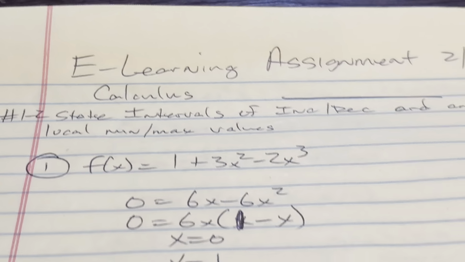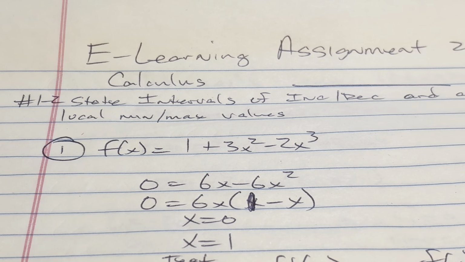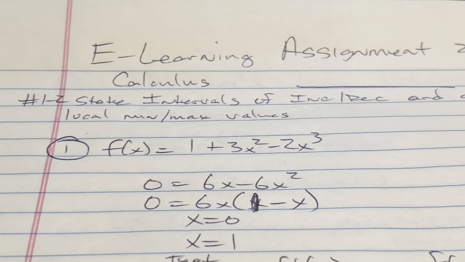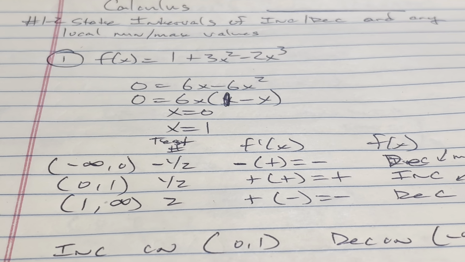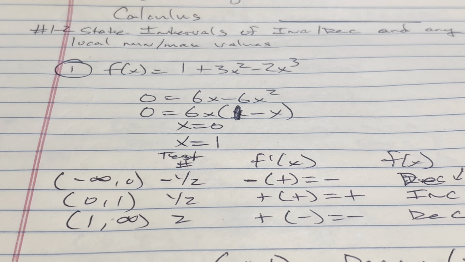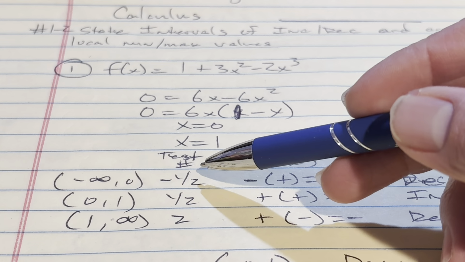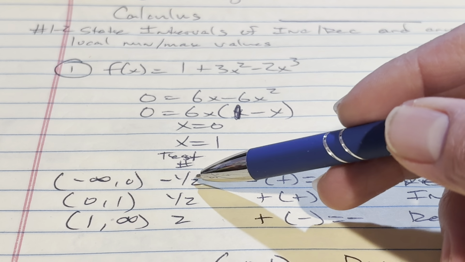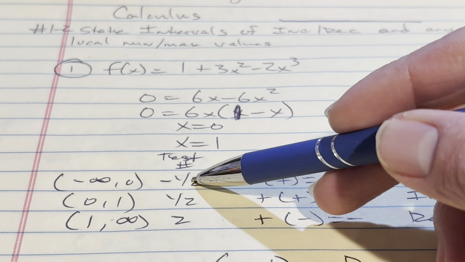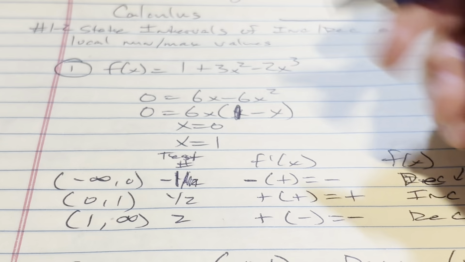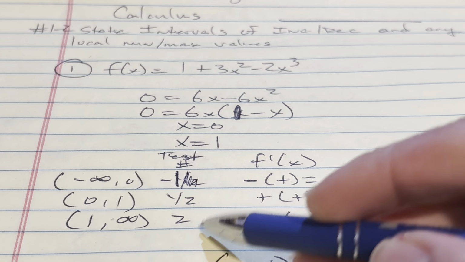That's the derivative. Factor out the 6x you have in common, leaving you with 1 minus x. You have two critical numbers, 0 and 1. So my intervals: negative infinity to 0, 0 to 1, 1 to infinity. I don't know why I used -1/2. You don't need to use -1/2. You can use -1. That's silly, we're going to use -1. All right, 1/2 definitely, and then 2.